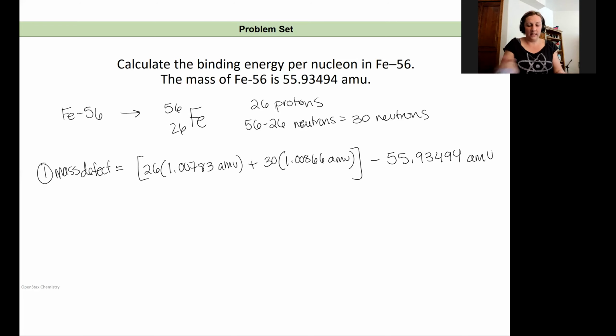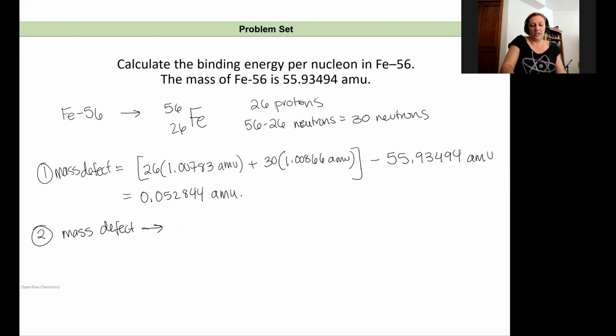Now, with that information, I'll calculate this just by plugging into my calculator and get 0.052844 atomic mass units. All right, so that's my mass defect. That's my mass that seems to disappear because it's converted into energy. Now I can take that mass defect and convert it into energy.